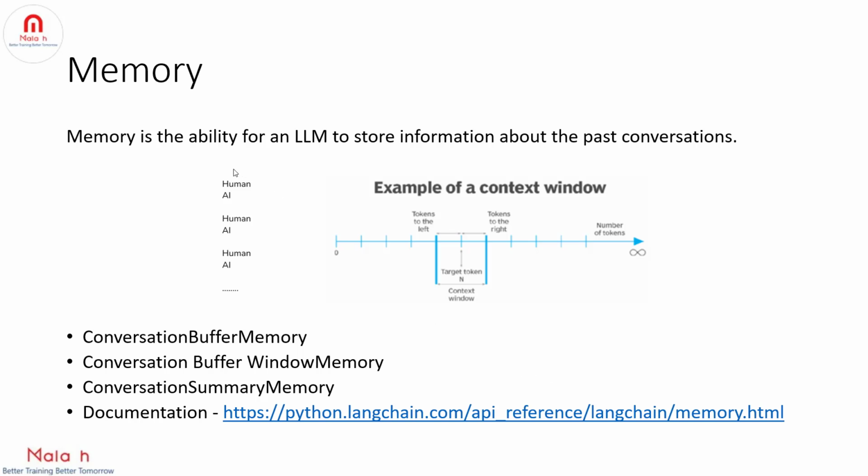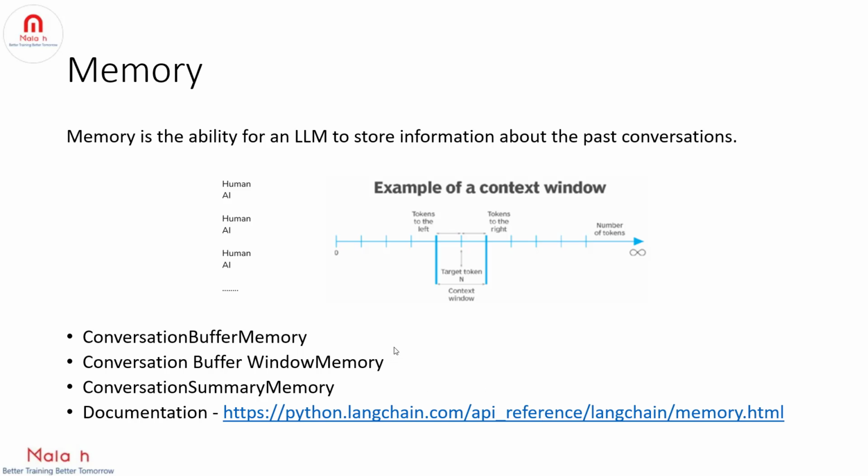So we understood what is memory, right? Memory is nothing but the ability for an LLM to store information about past conversations. As I mentioned, we have different types of memory: conversation buffer memory, conversation buffer window memory, conversation summary memory, and several other types available, which we will go through.